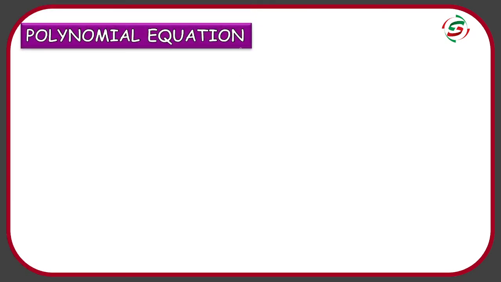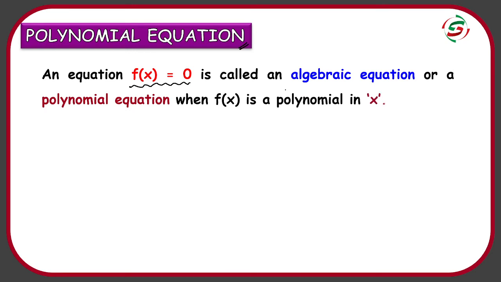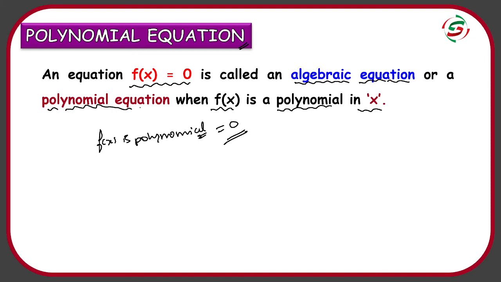So now we can go for polynomial equation. Here an equation f of x equal to 0 is called an algebraic equation or a polynomial equation when f of x is a polynomial in x. So f of x is a polynomial, and it is equal to 0. This type of representation is called either an algebraic equation or a polynomial equation.